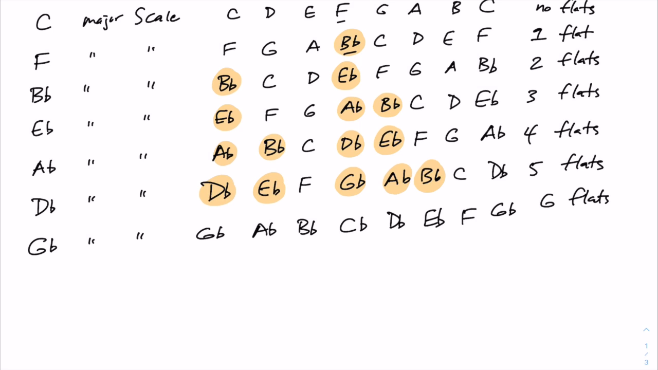The only note that has not yet been flattened is F, okay? So 1, 2, 3, 4, 5, 6. It's the 4th note that becomes flattened, and that's where we added the C flat to the G flat major scale. And now, oh my gosh, 7 flats is going to be the C flat major scale.